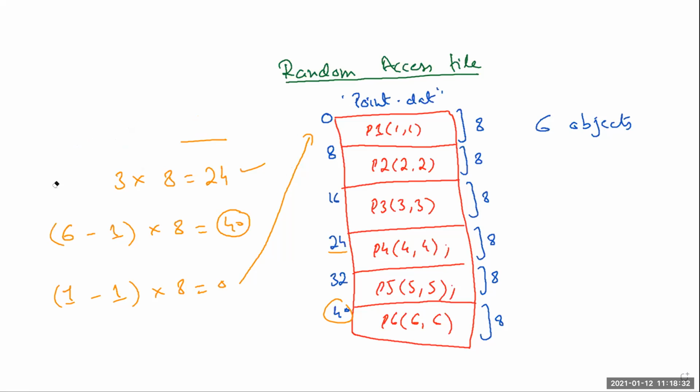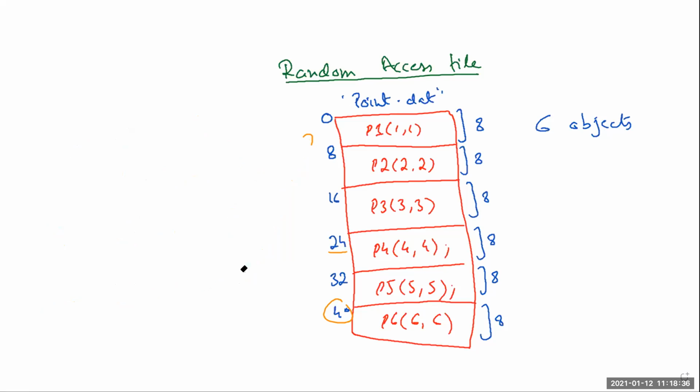If I generalize it, and I ask you where is object number k? Because in programming we have to generalize things. So you will say k minus 1 into 8, right? If I ask you where is the third object, k is 3. 3 minus 1 is 2. 2 into 8 is 16. The third object is at 16.